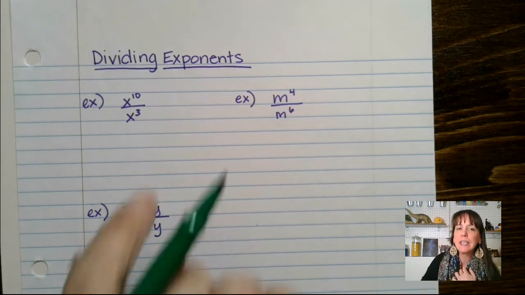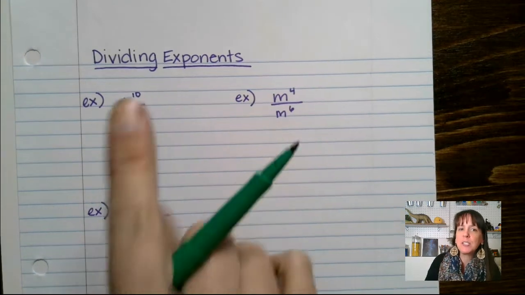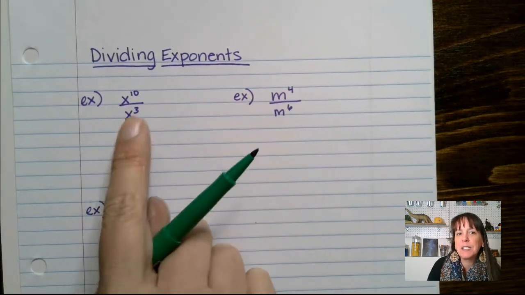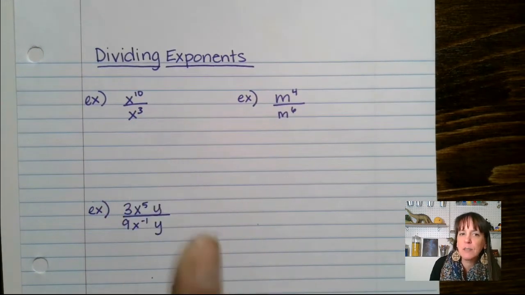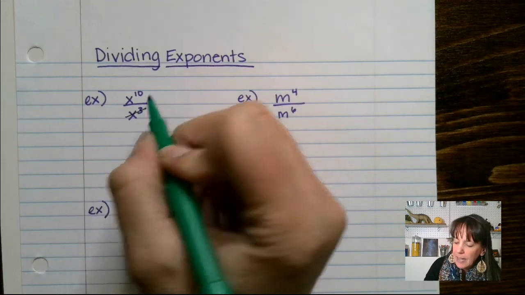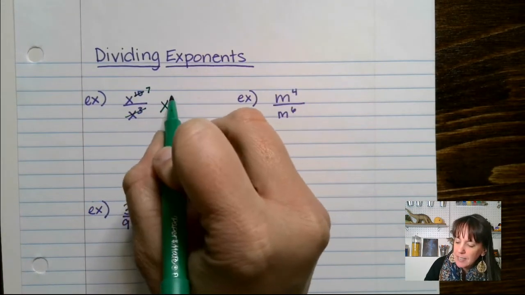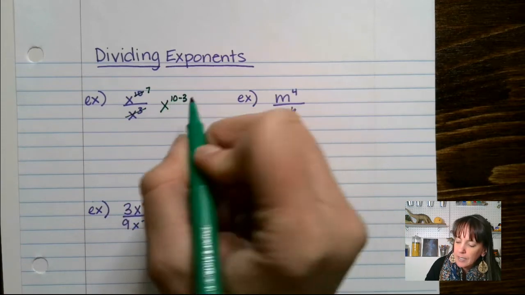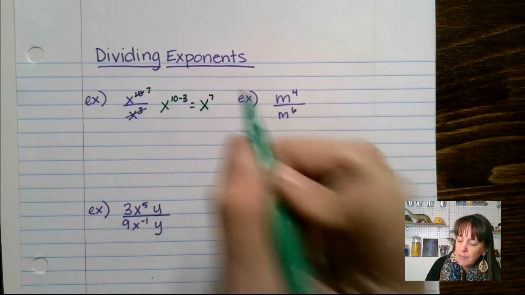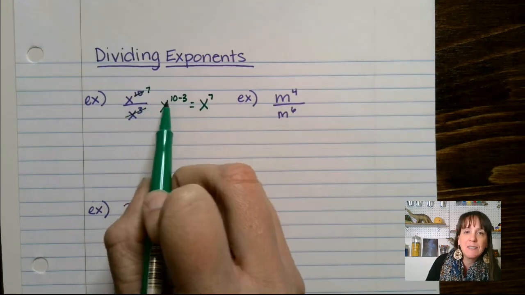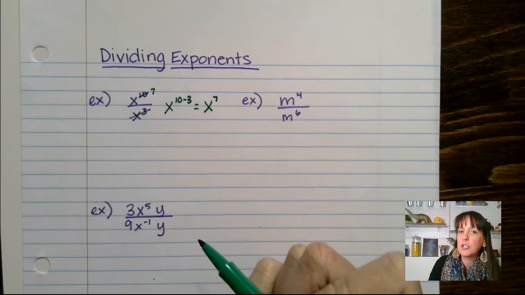Let's talk about this. So when we do this, what this is saying is we have 10 x's upstairs, 3 x's downstairs, and if we get rid of those 3, that would leave us with just 7. Notice what we did here was x^10 minus 3 equals x to the 7th. So we're subtracting. That division bar acts as a giant subtraction bar.